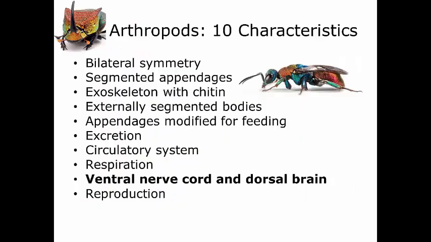Now, the thing that actually controls all of this breathing, this movement, this everything, is the ventral nerve cord and the dorsal brain, the ninth thing that is present in all arthropods.